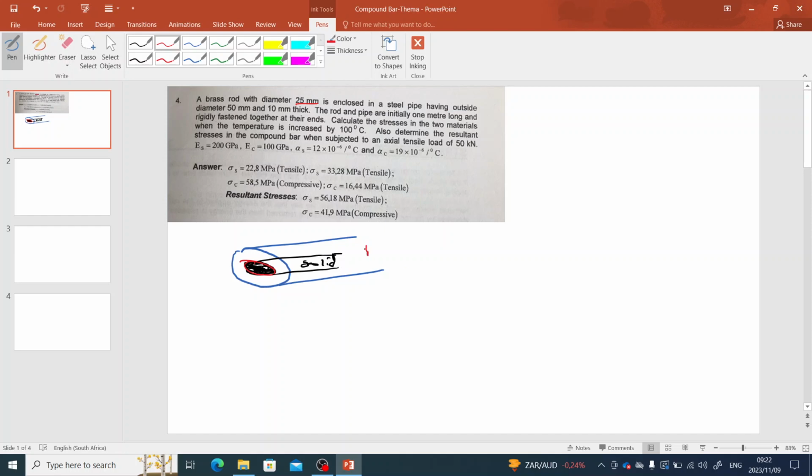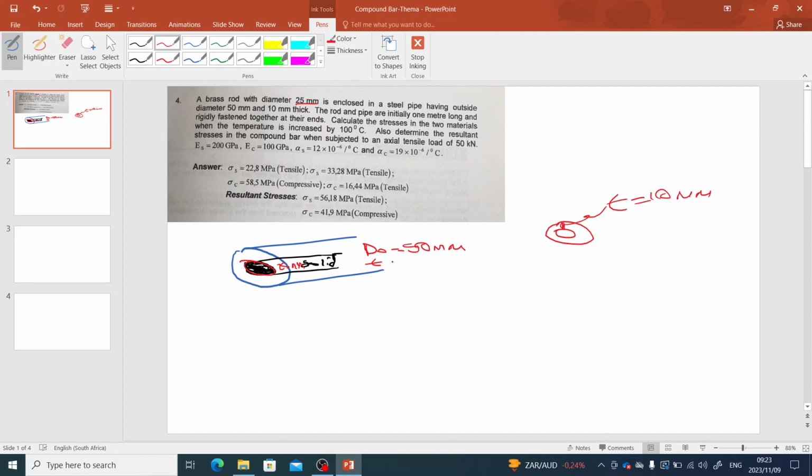The diameter of the pipe is given as 50 mil, and we are given the thickness of the pipe. That thickness is given as the thickness of that steel pipe. It is 10 mil. Okay. The diameter of the solid is 25 mil.